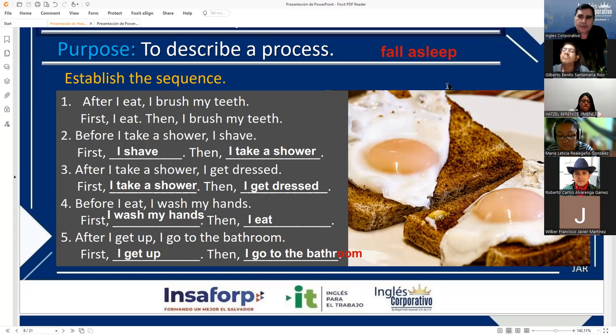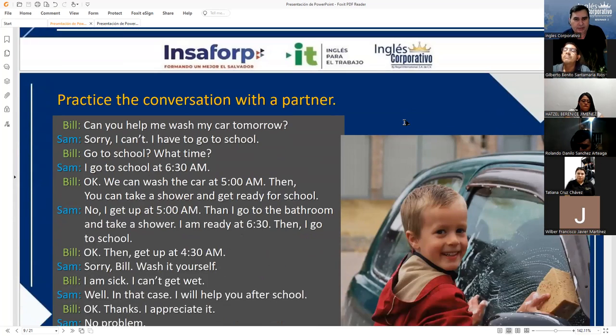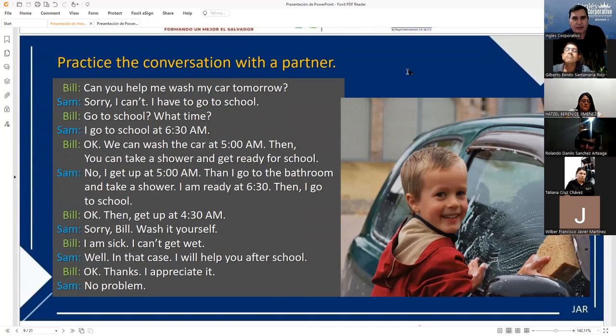What's first? I cook, I eat. What is first? First I cook, then I eat. Okay, excellent. Let's continue. That is sequence, basic sequence. Now I have a conversation.